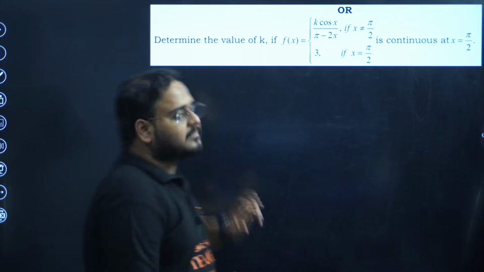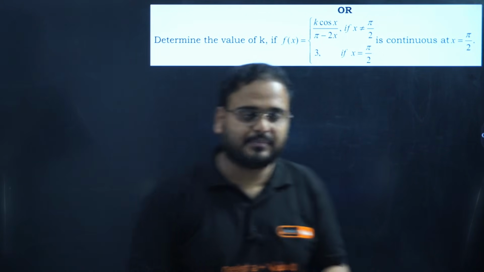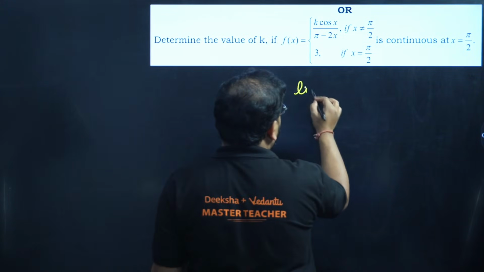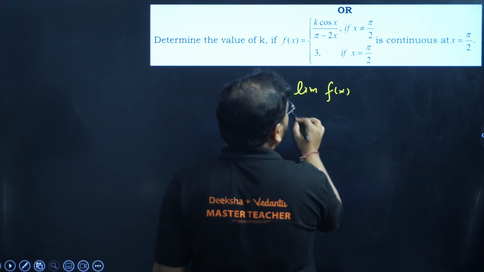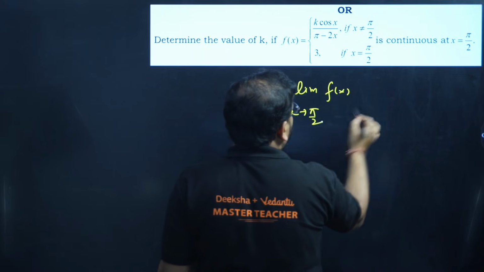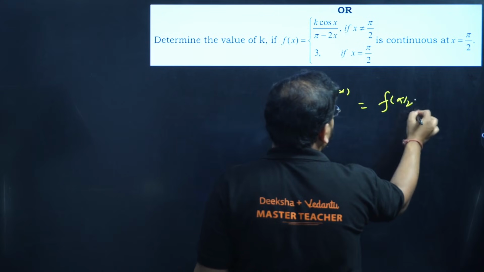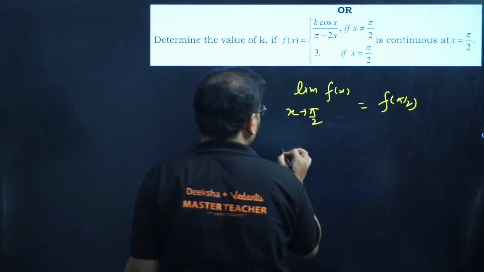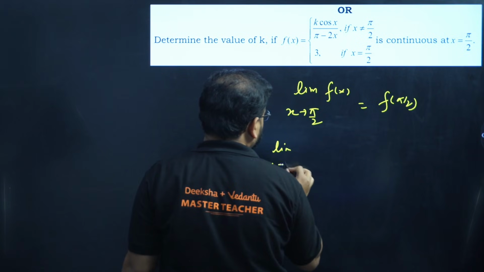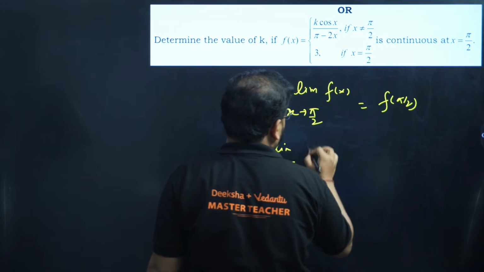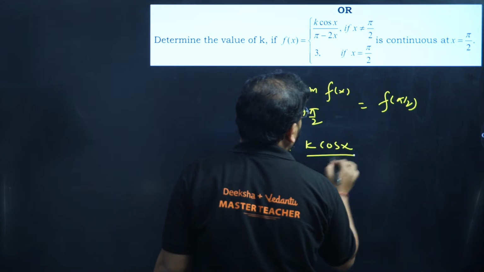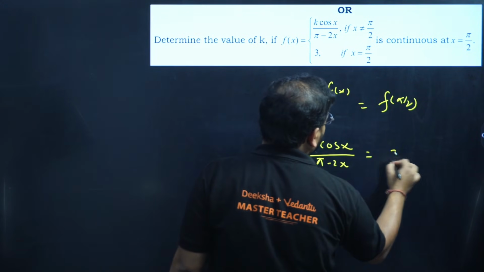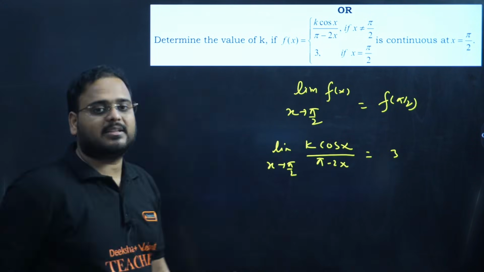We have a question of continuity, a definition based problem. Given as continuous means the given function's limit when x tends to pi by 2 will be equal to f of pi by 2, because the given function is continuous. So limit x tends to pi by 2 of k cos x upon pi minus 2x equals f of pi by 2, which is 3. They're given that in the question.